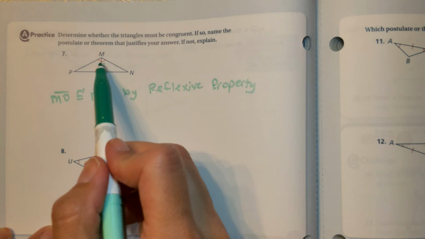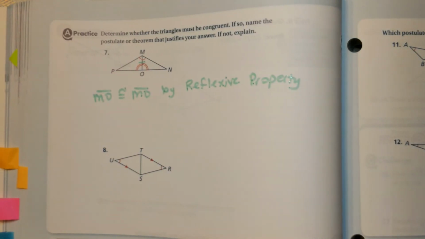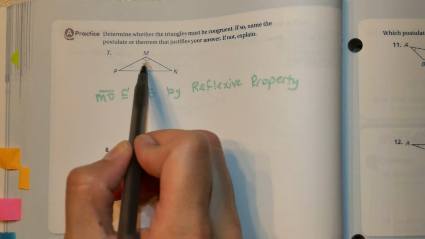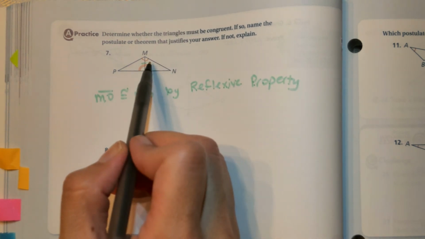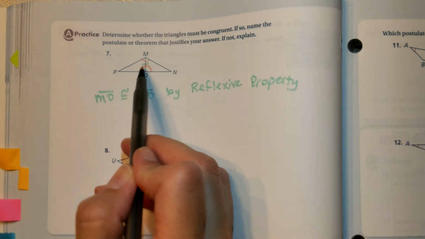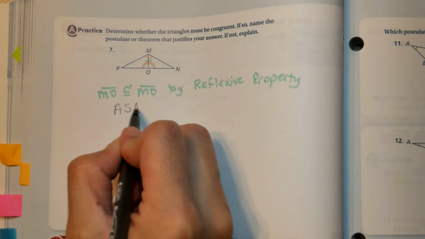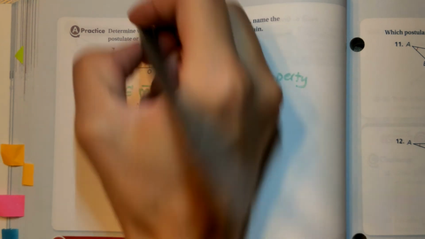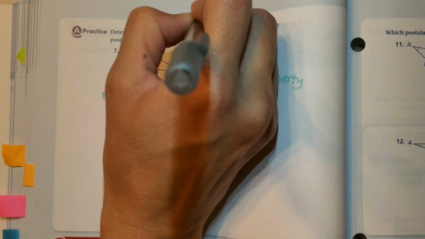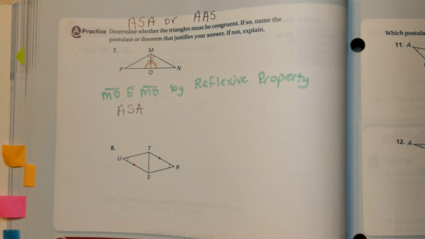Okay, so now that I marked that, if you look really carefully, you can see there's an angle M congruent to the other triangle's angle M, and then a side, and then another angle. So it is angle, side, angle. And again, your choices for this section would be angle, side, angle, or angle, angle, side. It's got to be one of those since it's in this section.